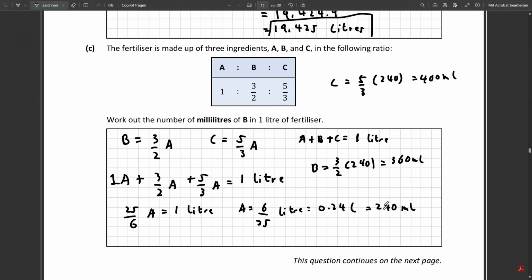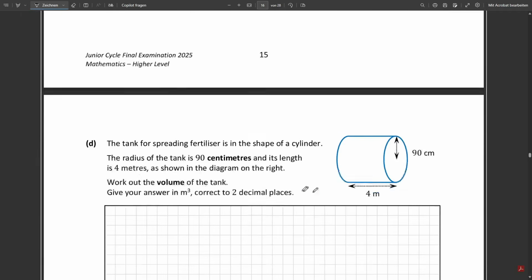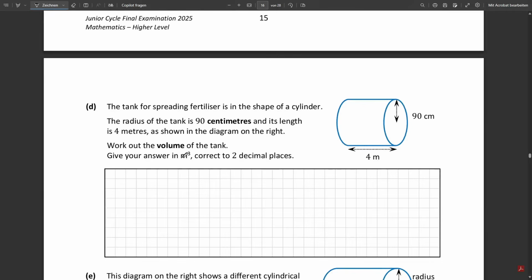So we want our answer here in meters cubed. So we need to make sure we write this as 0.9 meters. Okay. So in terms of getting the volume of the tank, the volume of a cylinder, it's in the log tables if you want to check, but it's like taking this circle and then stretching it out.